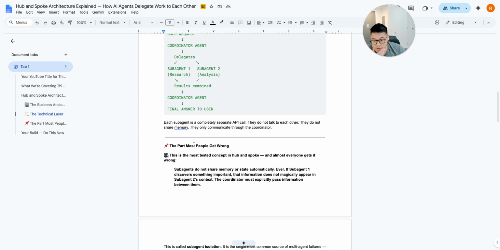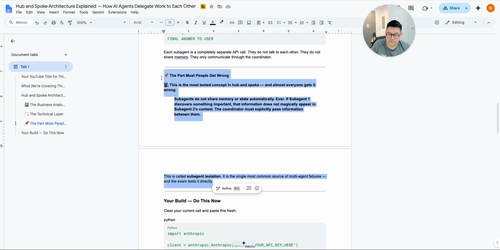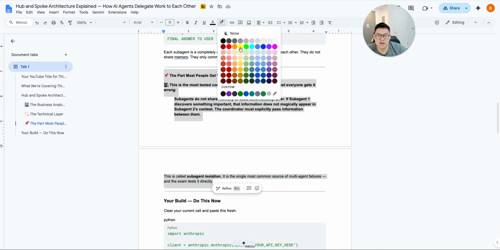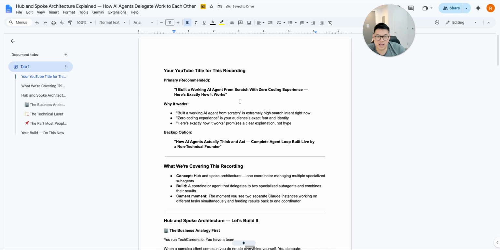But the part that most people get wrong, when I review it later, I ain't gonna remember this. So I'm going to highlight it right now in yellow right here. So, I mean, it works for me. You do what you got to do for you, right?